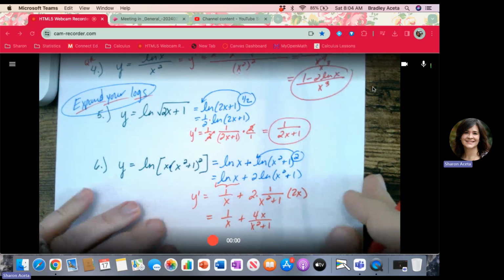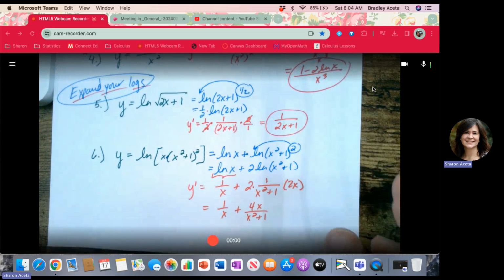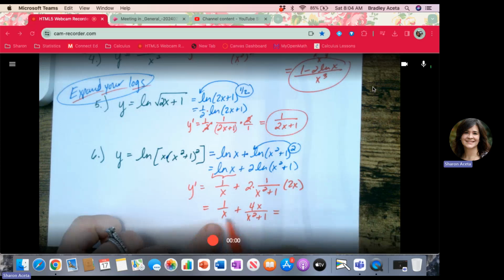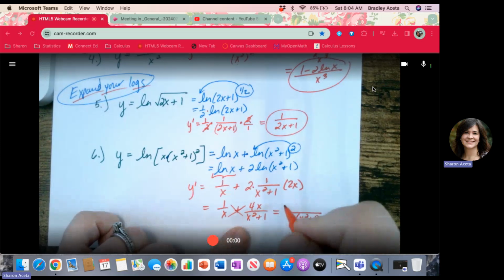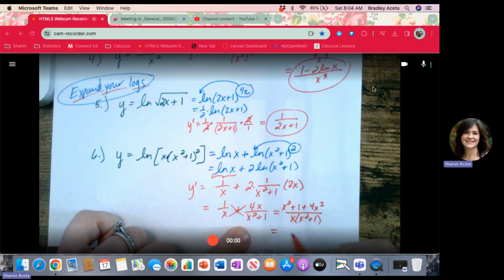And I'm actually good with that. You might want to make it one fraction. We will eventually need to. If you remember your fraction rules, when they have 2 different denominators, you have a common denominator, and you just crisscross multiply. So x squared plus 1 plus 4x squared. So really, a better answer would be 5x squared plus 1 on top over x times x squared plus 1 on the bottom.